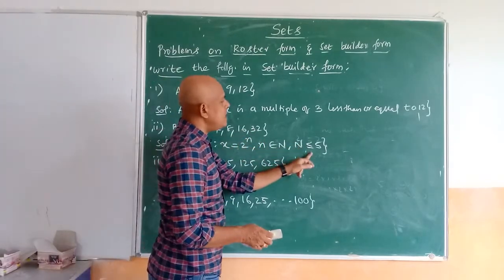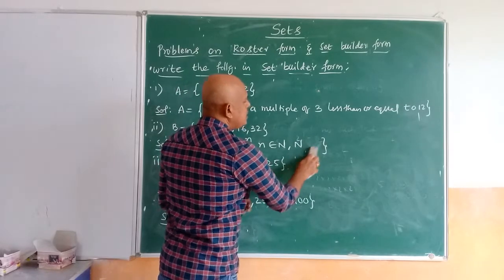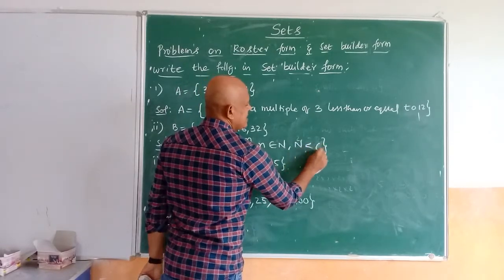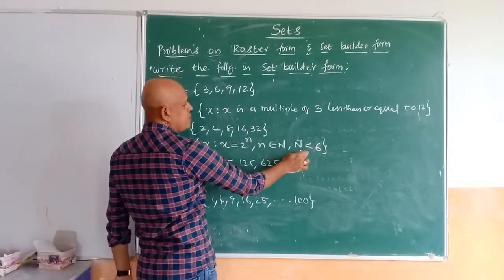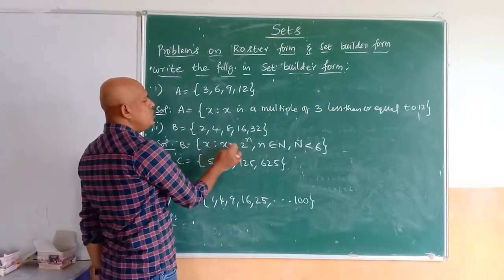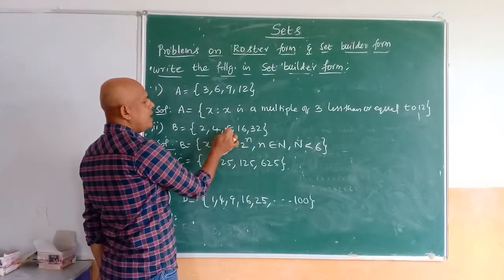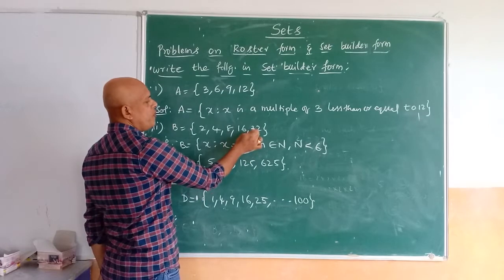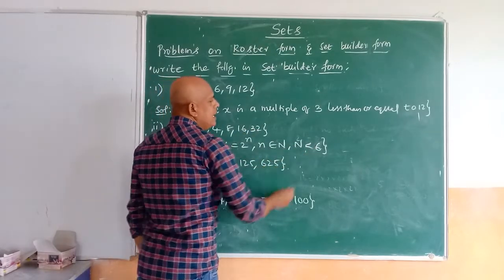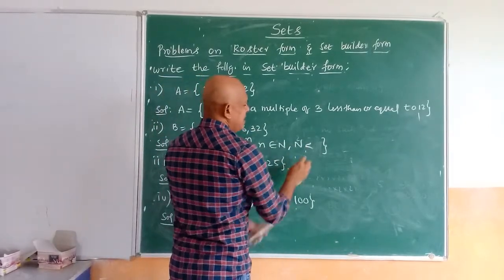We can write less than or equal to 5, or else you can write n less than 6. Both are correct here. Less than 6 means up to 5. So 2 power 1 is 2, 2 square is 4, 2 cube is 8, 2 power 4 is 16, 2 power 5 is 32.